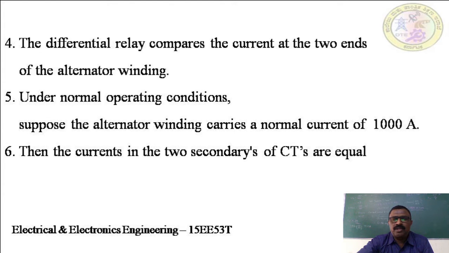Since it is a differential quantity, the differential relay compares the currents entering and leaving the armature winding or alternator winding. Under normal operating conditions, suppose the alternator winding carries a normal current of 1000 amperes. The same 1000 amperes flows, and if the turns ratio is such that 5 amperes flows through the CT1 secondary, the same amount of current flows through CT2. Then the currents in the two secondaries of the CTs are equal.